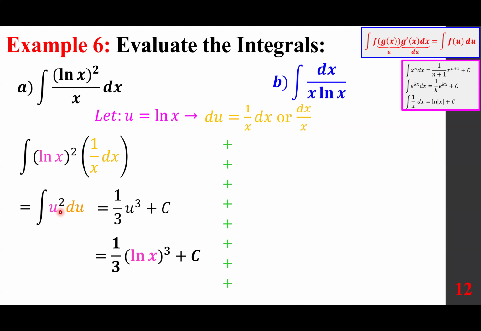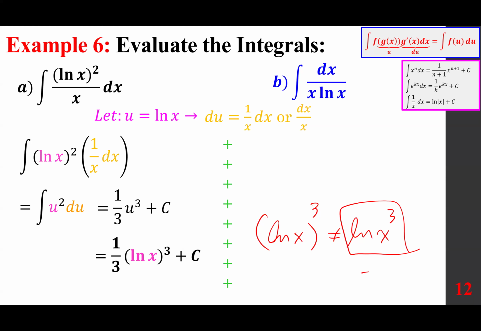I want to make sure we don't confuse the following, everybody. Ln x to the third means ln x times itself 3 times. It's not equal to this one. I've seen students making that mistake. This is the same as 3 ln x. Please don't mix them up.